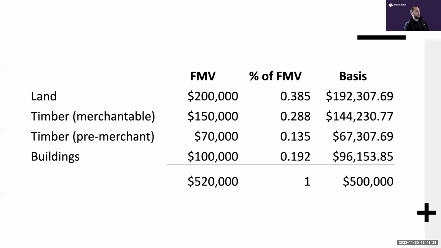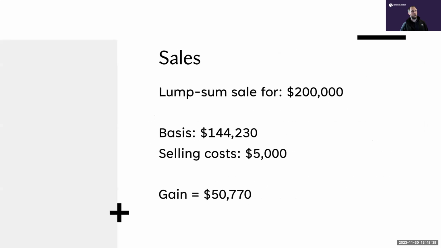With the timber, just to follow this example, we're going to use the basis of the merchantable timber, say 144,230. And let's say we had a lump sale of all of our merchantable timber for 200,000. We would take our basis. Most likely we're going to have some costs associated with that sale, so I just estimated some cost there, and that would give us a gain of 50,770. So again, as your basis goes up or down, that's going to impact how much gain you're going to have.